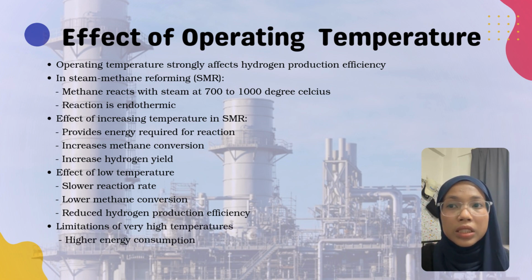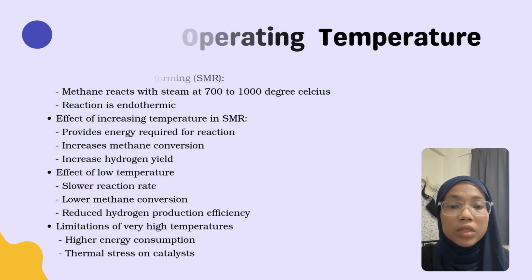Because this reaction is endothermic, higher temperature provides the energy needed for the reaction to take place, which leads to higher methane conversion and more hydrogen being produced. If the temperature is too low, the reaction becomes slow and less methane is converted, so hydrogen production decreases. On the other hand, operating at extremely high temperature requires more energy and can cause damage to the catalyst and reactor materials due to thermal stress.